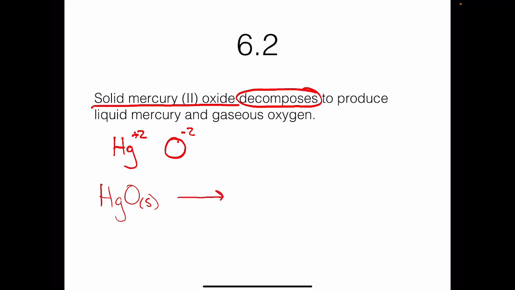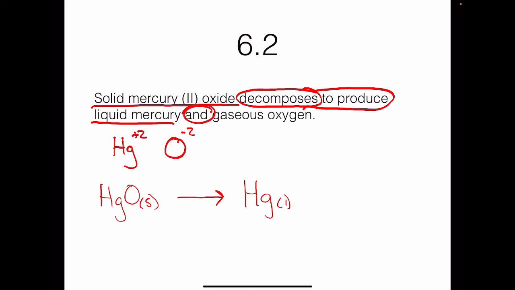And that's going to break down, and we can even include this part here, decomposes to produce liquid mercury. And again, if they mention an element by itself, we're just listing the element and that's it, unless it's one of our diatomics. Now, if we were to recognize this as a diatomic, we would have to put a 2 on the outside. But we are told that we are dealing with liquid mercury, which means we have to put an L in parentheses after mercury.